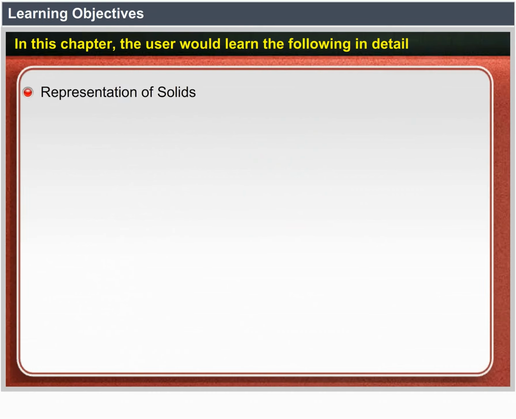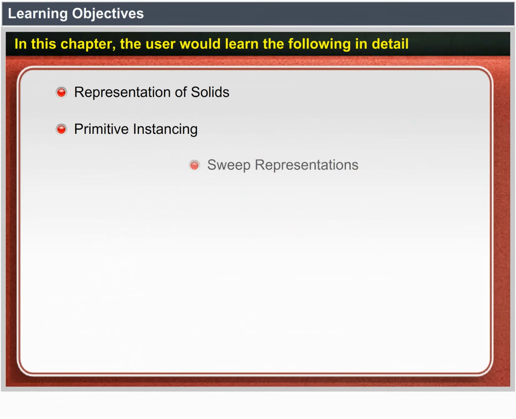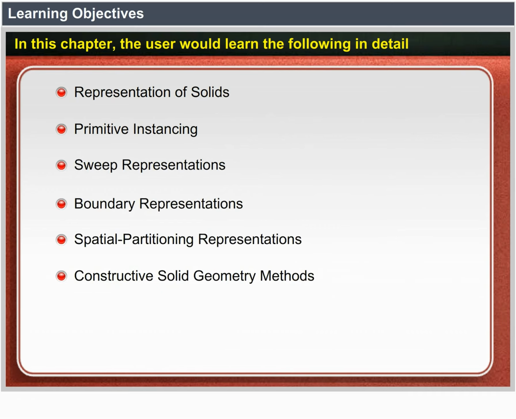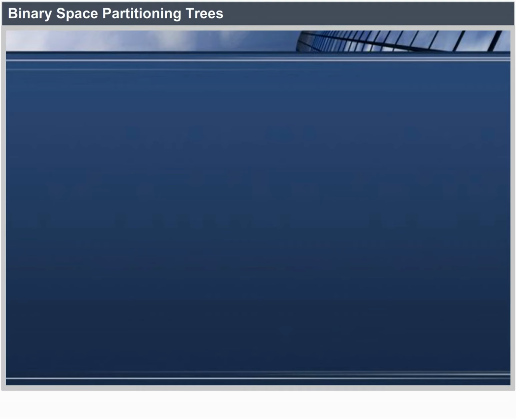Learning objectives. In this chapter, the user will learn the following in detail: representation of solids, primitive instancing, sweep representations, boundary representations, spatial partitioning representations, constructive solid geometry methods, Octrees, binary space partitioning trees.